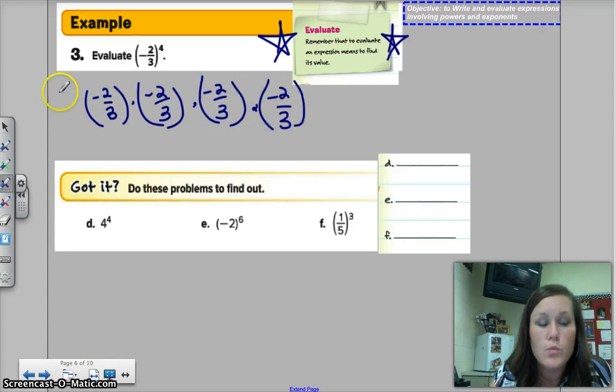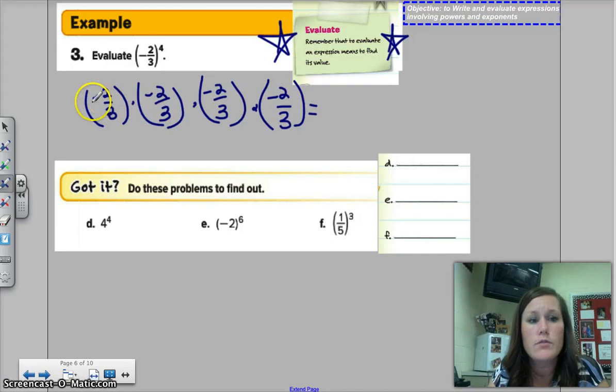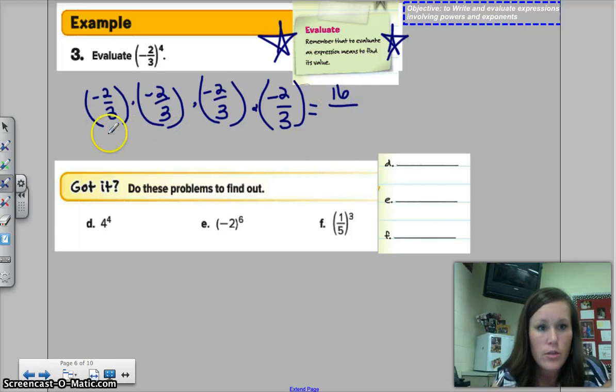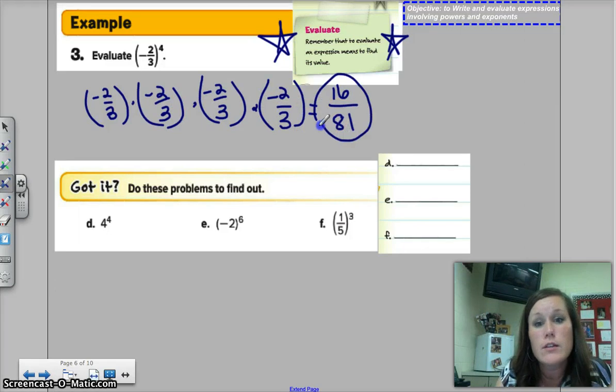This, what I just did, would be considered showing my work. I'm writing out what I'm actually doing with the power. Then you're welcome to use your calculator to figure it out if you need to. Remember, when you multiply fractions, multiply straight across the numerator and straight across the denominator. -2 times -2 times -2 times -2 is going to give me positive 16. 3 times 3 times 3 times 3 is still positive 81. So my final answer is 16 over 81.